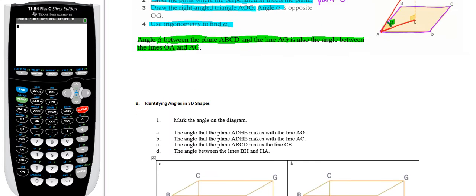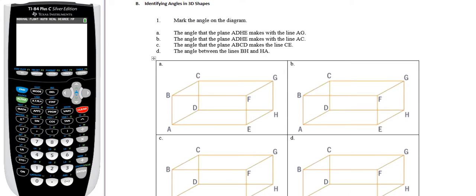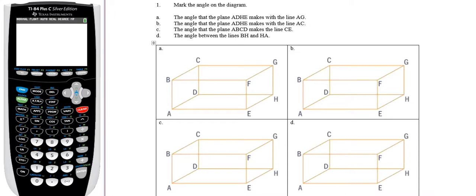So let's try some examples. First we're just going to try some examples where all we're doing is identifying the angles. So we don't have to calculate anything yet, we just have to visualize where the angles will be. So we have some rectangular prisms here, and we're going to mark some angles on these diagrams. The first one, question A, is looking for the angle that the plane ADHE, so we're going to shade in this plane here, makes with the line AG.